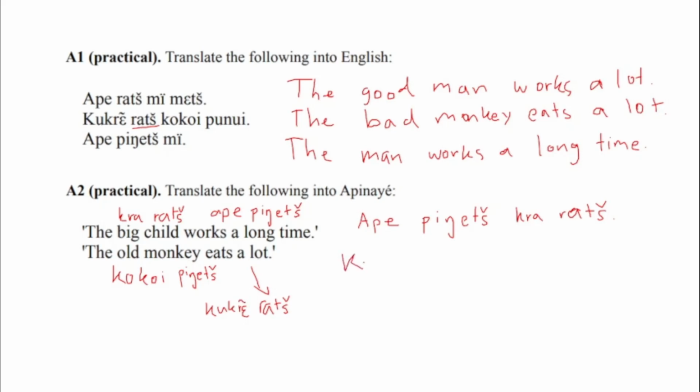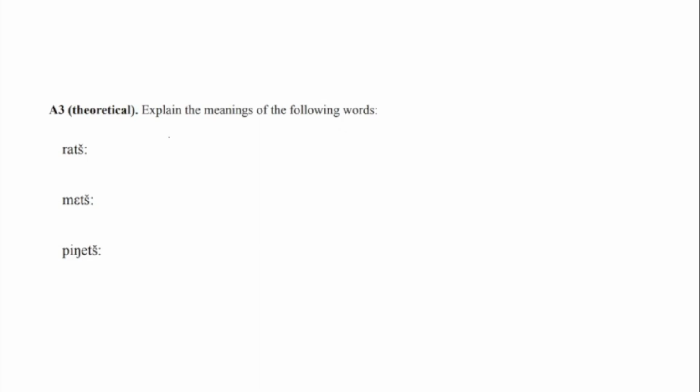Then finally, we can put these two together in the verb subject order. So kukre, rach, kokoi, piñet. Boom. Okay. So now that we've done these two problems, and we can check them after, I should probably pull up the answers, but we'll finish it all, and then we'll check our answers.